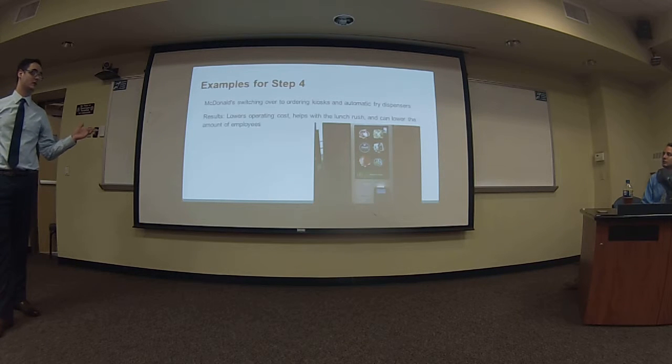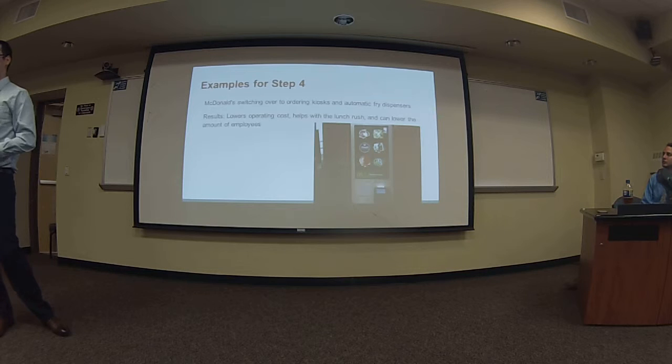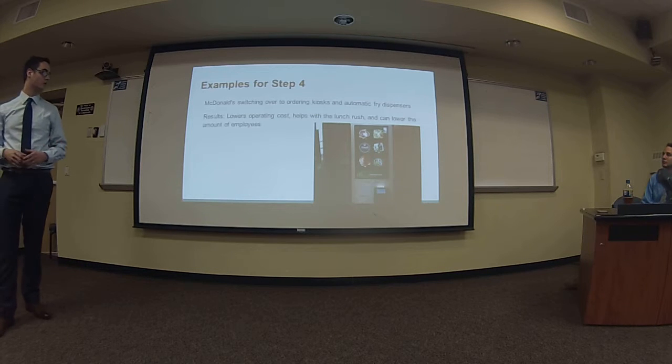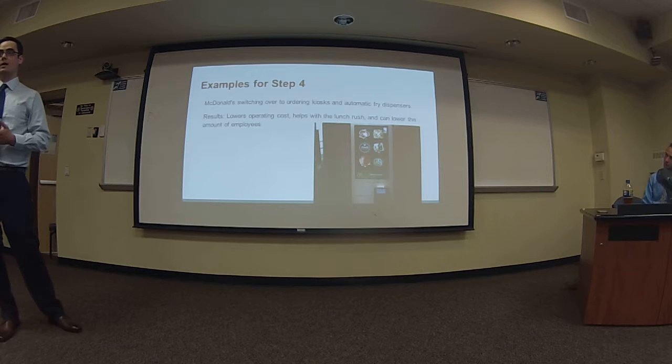An example of this is McDonald's. In New York, they started implementing ordering kiosks, and they have an automatic fry dispenser, so the employees don't have to sit there and put the fries in the holders. It's going to lower operating costs. It helps with the lunch rush, and they can lower the amount of employees that they have on staff.